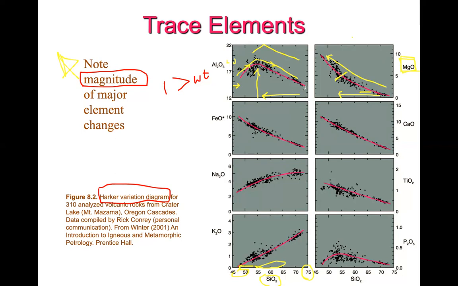So when you see the silica content change from 75 to 45, still you can see only a few weight percent of aluminum has changed. Originally 12, now like 19 or 20, right? So a few weight percent has changed.